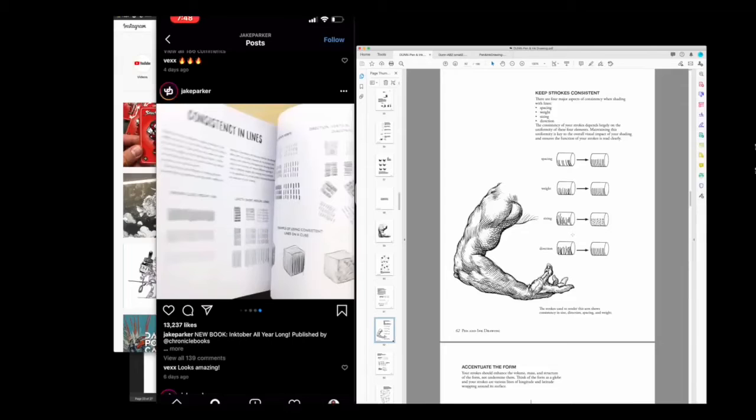So I thought to myself, what does consistency mean in pen and ink drawing? And eventually I came down to these four factors or aspects. Sometimes I struggle with the words. I say the four major aspects. It's hard to really put it into words sometimes. There are four major aspects of consistency when shading with lines: spacing, weight, sizing, and direction.